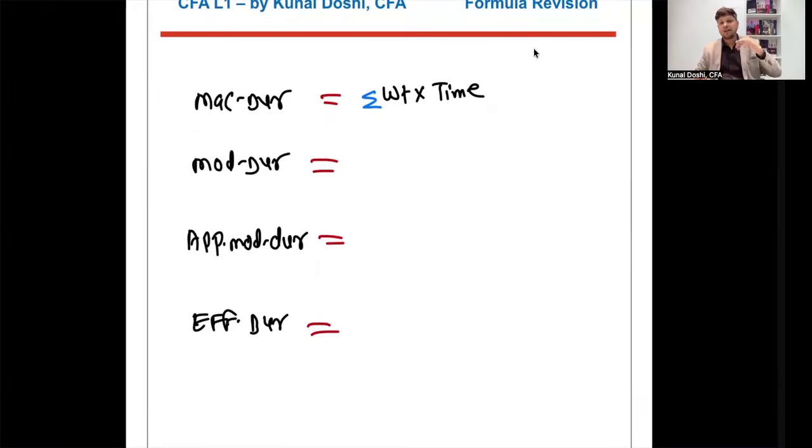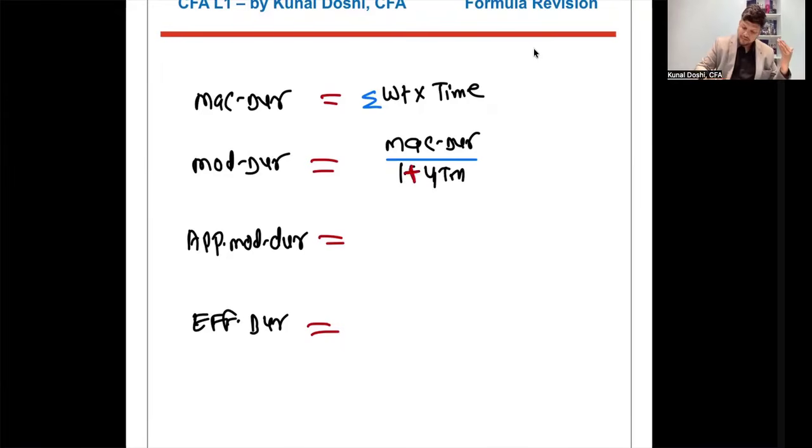How do I get modified duration from Macaulay duration, guys? We take the Macaulay duration, and we adjust it with the YTM. Assuming it is annual YTM, we adjust it with the annual YTM. If it is semi-annual, you will make the YTM half. Is this clear, everyone? Modified duration, guys. Check, confirm.